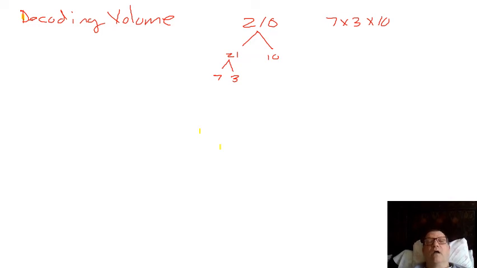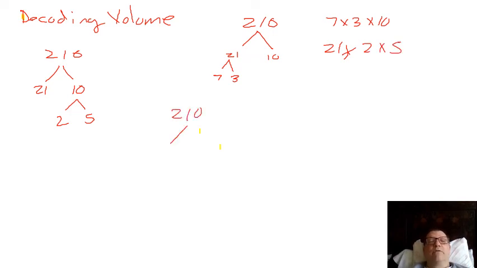Now, I could also go the other way. I could have 21 and I have 10. I could go 2 and 5. So now I've got 21 times 2 times 5. How about, can you think of another one? Well, I haven't used all of them yet. So if I have 21 and 10, how about 1 and 10? Now I've got 21 times 1 times 10.